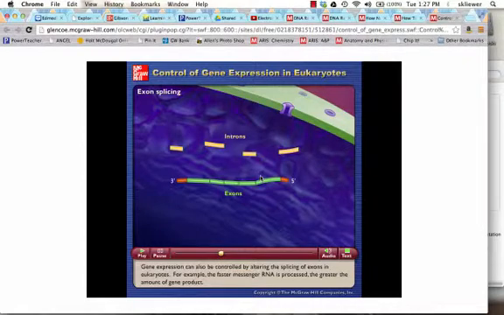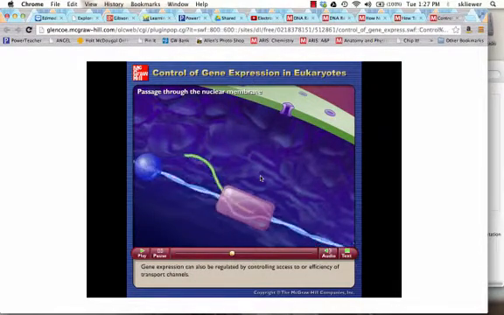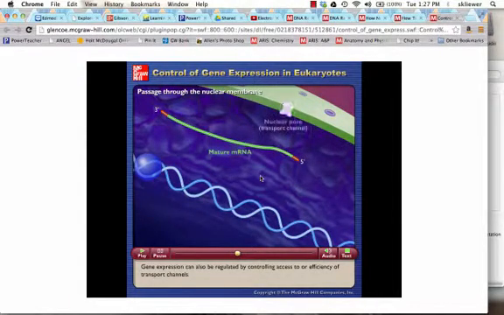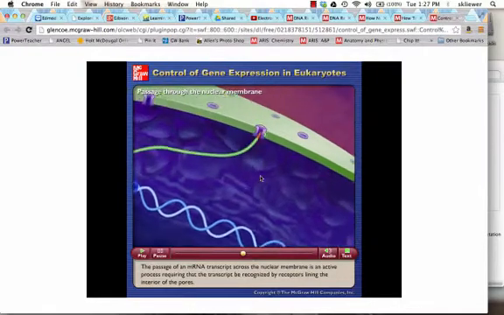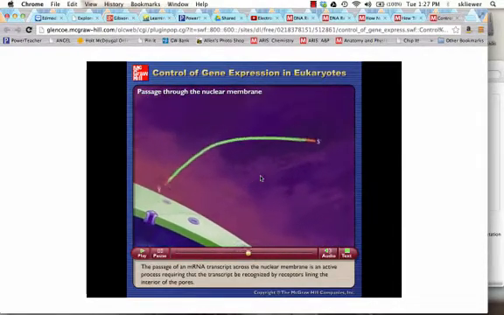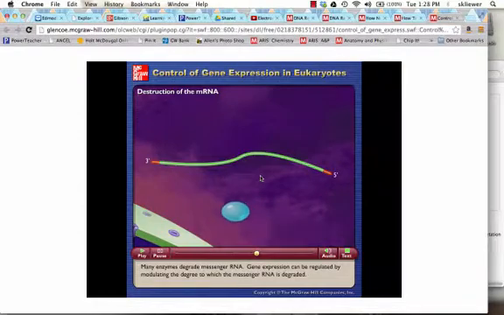Gene expression can also be regulated by controlling access to or efficiency of transport channels. The passage of an mRNA transcript across the nuclear membrane is an active process requiring that the transcript be recognized by receptors lining the interior of the pores. Many enzymes degrade messenger RNA. Gene expression can be regulated by modulating the degree to which the messenger RNA is degraded.